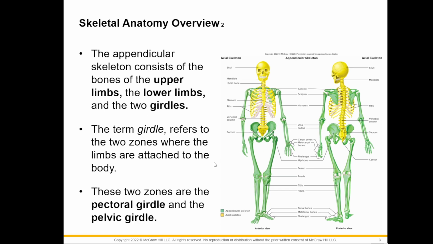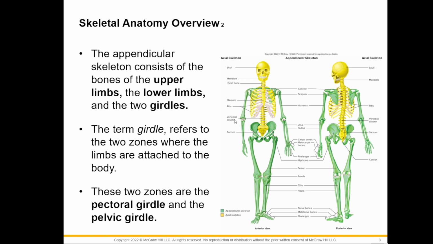Okay? Now, the appendicular skeleton composes your upper limbs. So we have left and right, and also the lower limbs, left and right, and the girdles. What are the girdles? So the term girdle refers to the zones where the limbs are attached to the body, like our lower limbs. The lower limb is attached to the body through the hips. So that's our hip girdle.